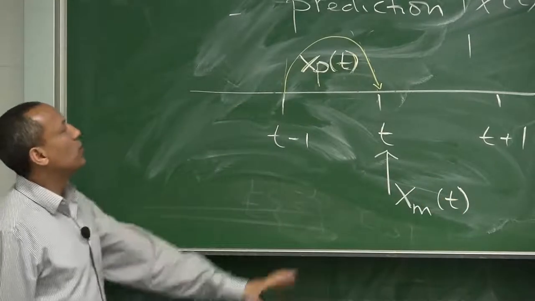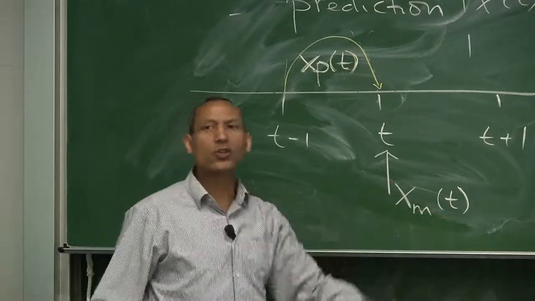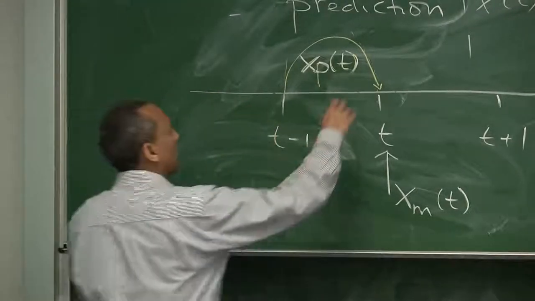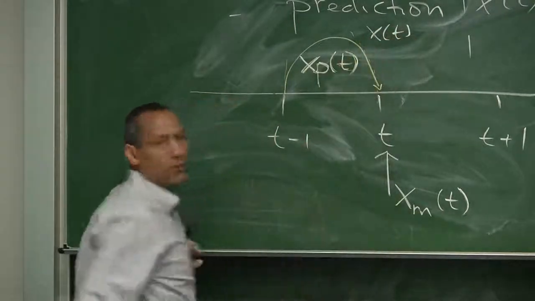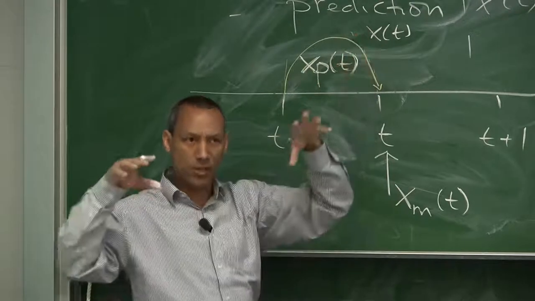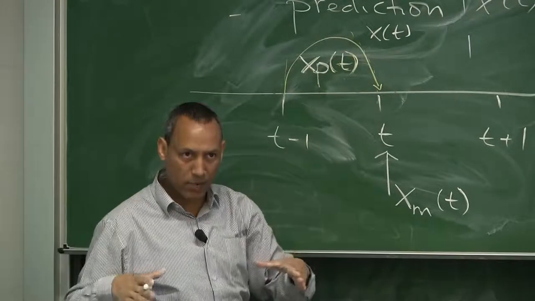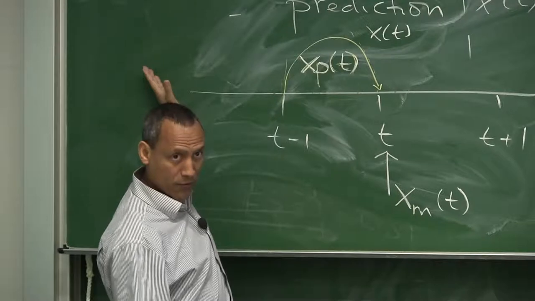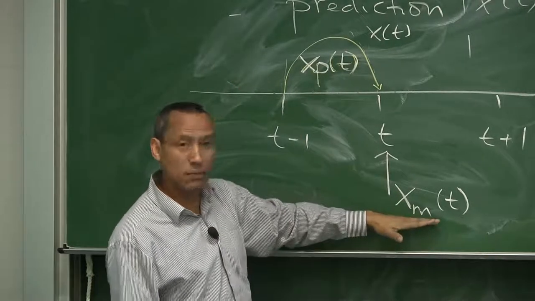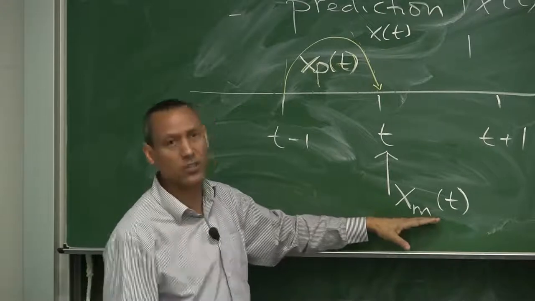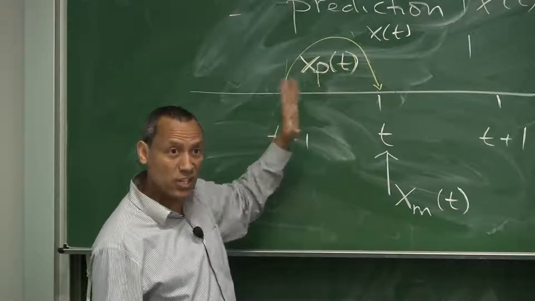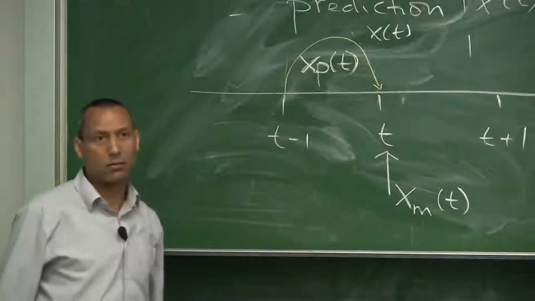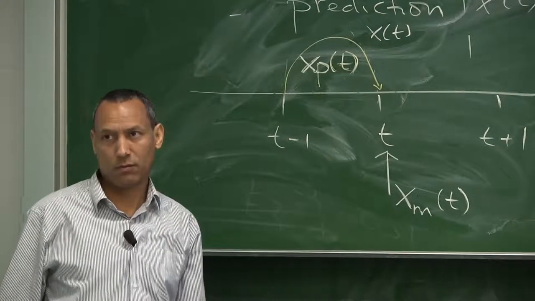So the question is, how can we combine these two so that we can produce the best approximation for the unknown variable x of t? Okay, the unknown variable x of t is the temperature of this room at time t. This is what we've predicted based on whatever statistics we have in the past. And this is the measurement we have taken using some sensors. And then we wish to combine them in such a way that the combined effort approaches x of t. Okay?